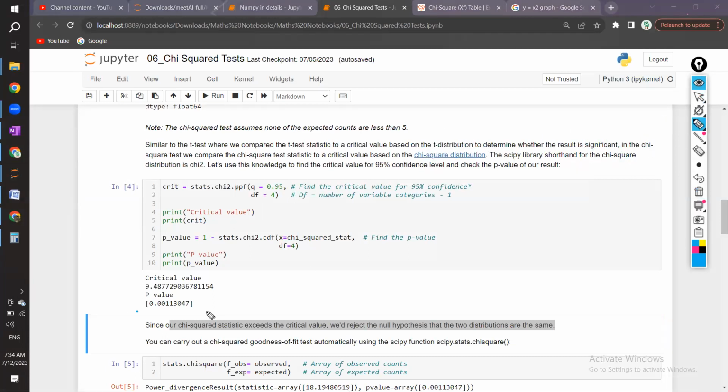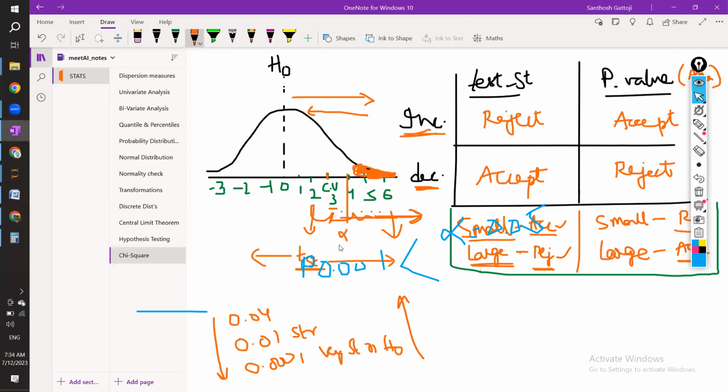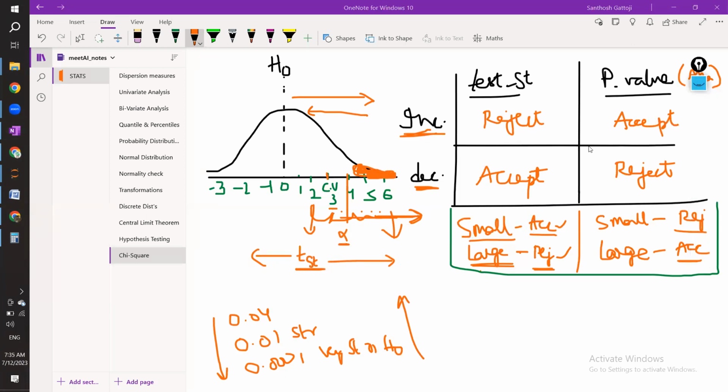See, the p-value is saying 0.001, with a significance level alpha of 0.05. The p-value is how much? 0.001, which is obviously less than alpha. So the p-value is less than alpha. What does that mean? Alpha is over here and the p-value is less than alpha. That means a small area, 0.001. A small p-value. In that case, what should I do? Reject, right? So in that case also reject.